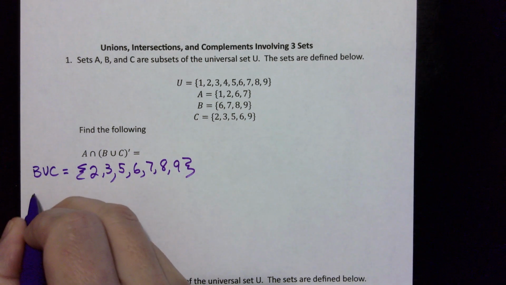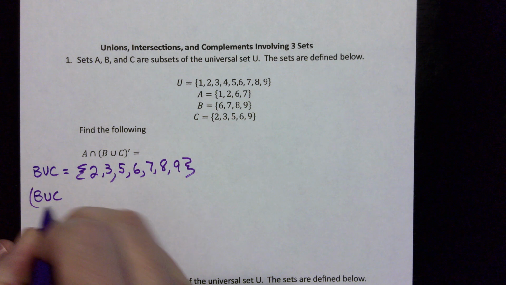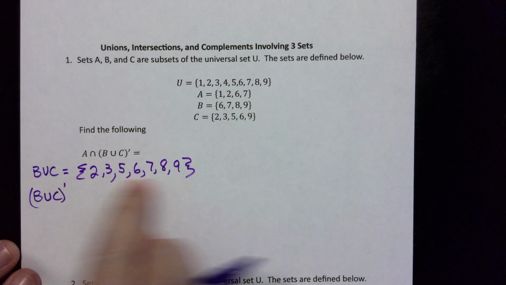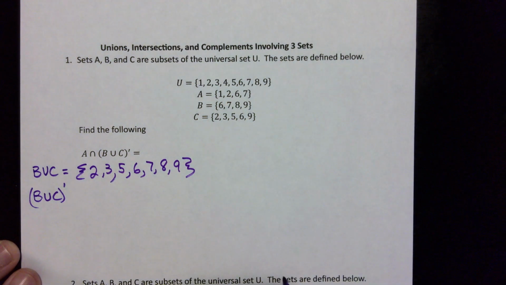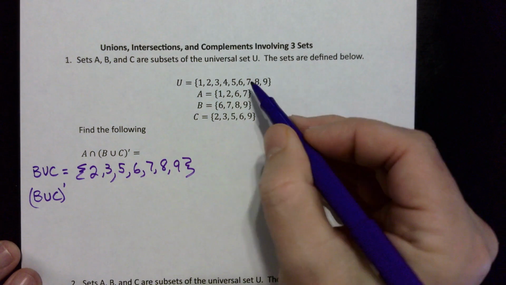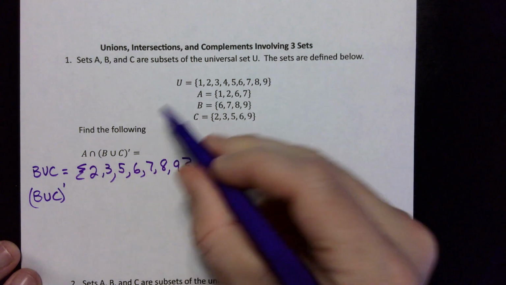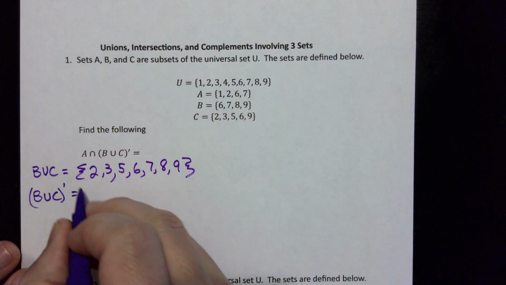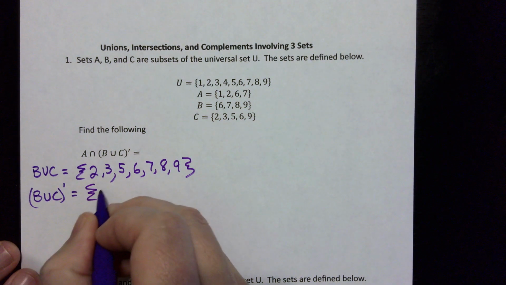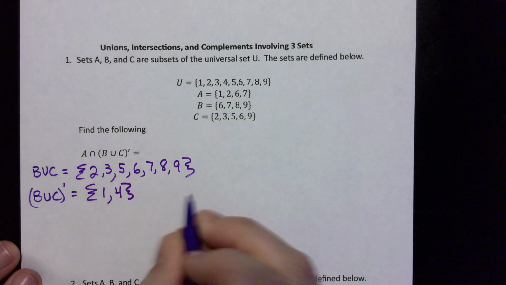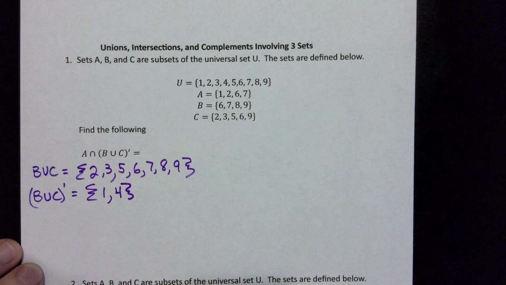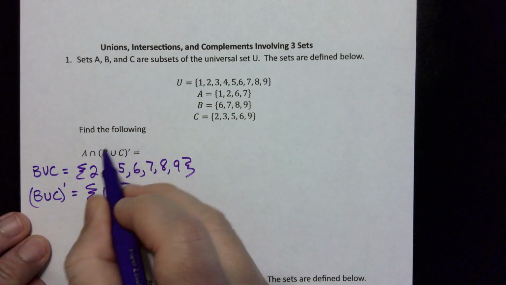So if I ask what is B union C complement, remember the complement is the opposite. It's everything that's not in here, but is still in the universal set. There are only 2 items missing: the 1 and the 4. So the opposite of B union C, which is the complement, is 1, 4, all the things that are not included in this. Now we know B union C complement. That's the second part.